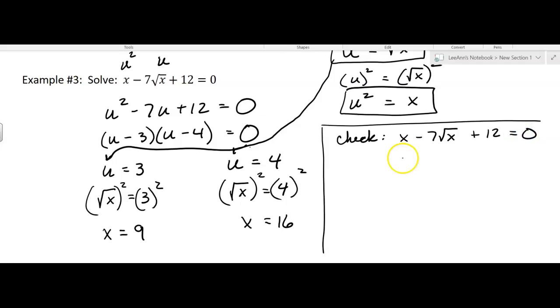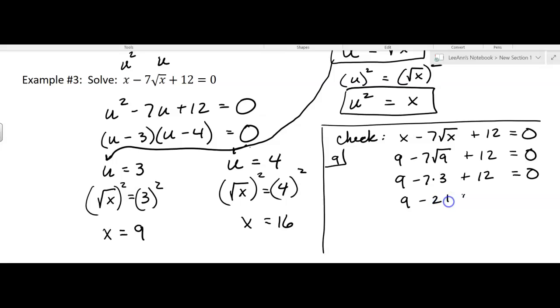So first we'll put in the 9. So I'm trying 9 here. 9 minus 7 times the square root of 9 plus 12. Does that equal 0? So I get 9 minus 7 times 3 plus 12. Does that equal 0? 9 minus 21 plus 12. Does that equal 0? Well, 9 minus 21 is negative 12 plus 12. Yeah, that one works. Okay, so this one works.